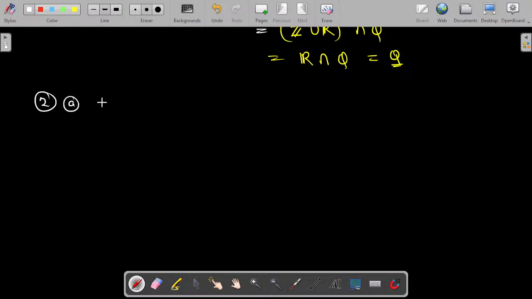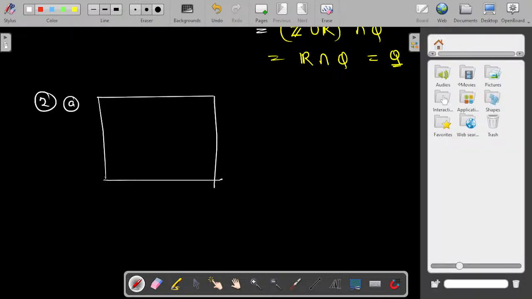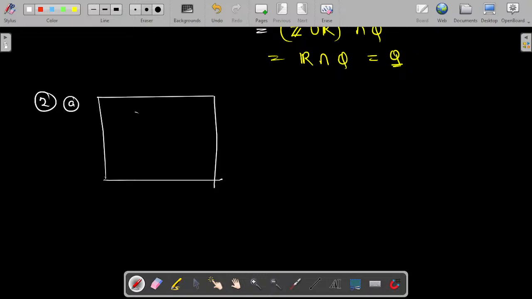For question 2, you are given a rectangle, sorry, a set. Of course, the rectangle shows the universal set. Let me use my freehand sketching. Inside here, this is your A and this is your B, all right? And you are asked to represent each of the following expressions by shading the appropriate region.